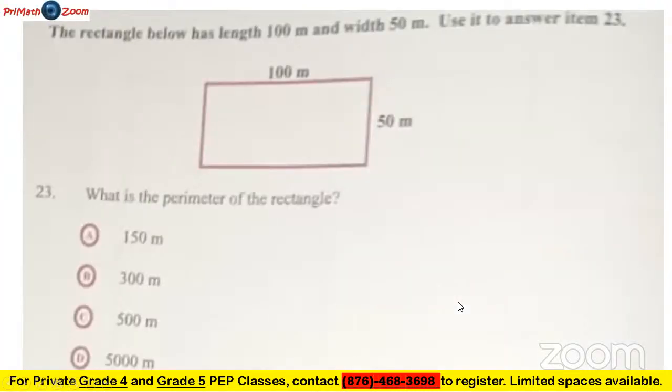The rectangle below has length 100 meters and width 50 meters. Use it to answer item 23. So here's a rectangle, 100 meters for the length, 50 meters for the width. What's the perimeter of the rectangle? So 100 plus 50 is 150, plus another 100, 250, plus 50, 300. And so the perimeter of the rectangle is 300 meters.